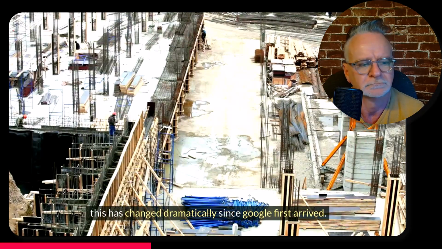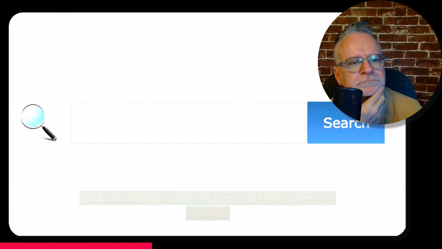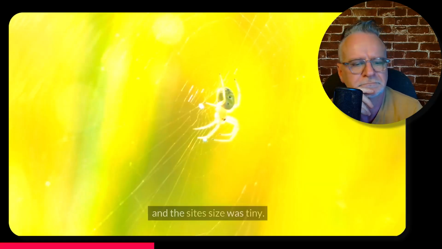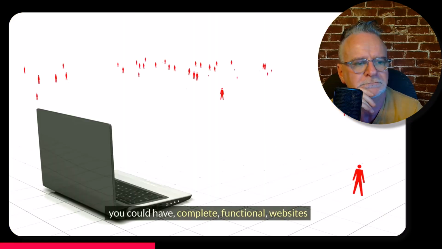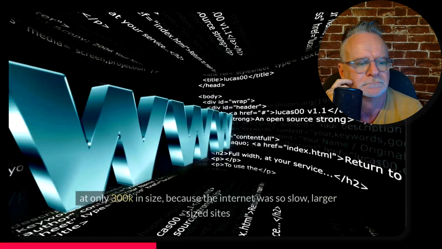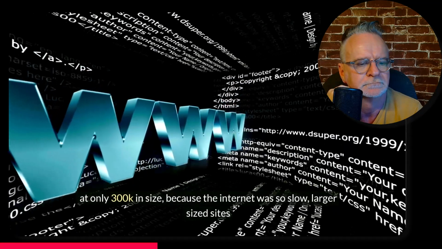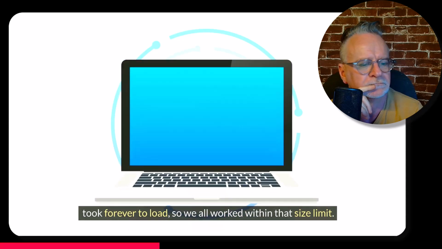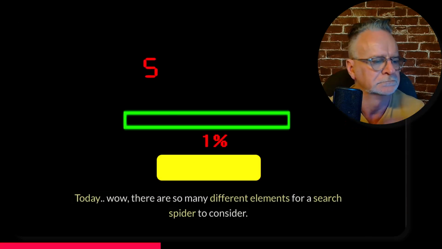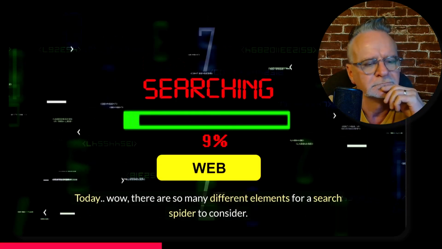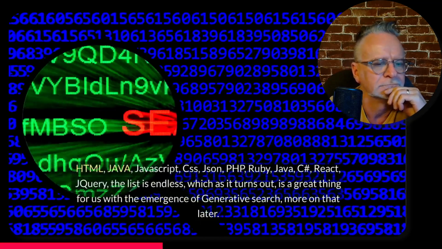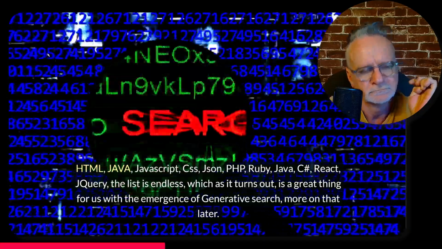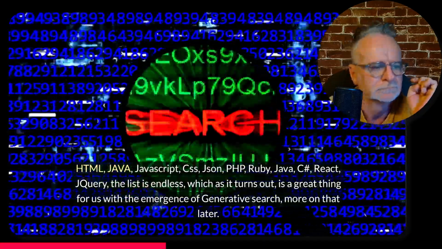This has changed dramatically since Google first arrived. Back when Google first arrived, there was HTML, very slow internet, and the site size was tiny. You could have complete functional websites at only 300K in size because the internet was so slow, larger sites took forever to load, so we all worked within that size limit. Today, wow, there are so many different elements for a search spider to consider. HTML, Java, JavaScript, CSS, JSON, PHP, Ruby, C#, React, jQuery, the list is endless.